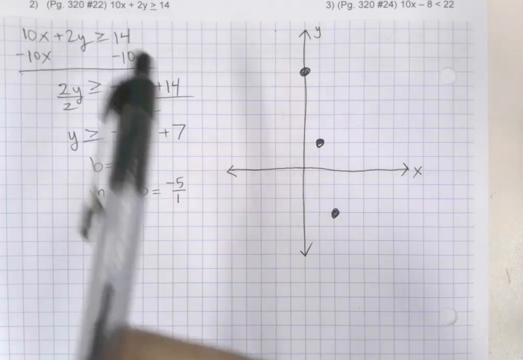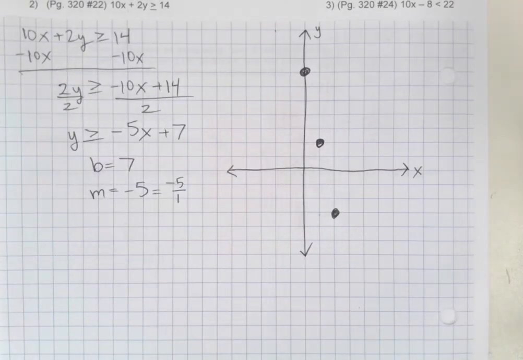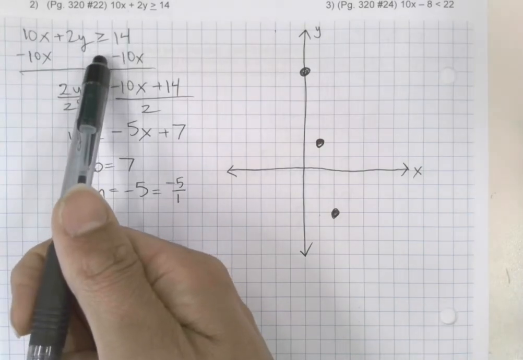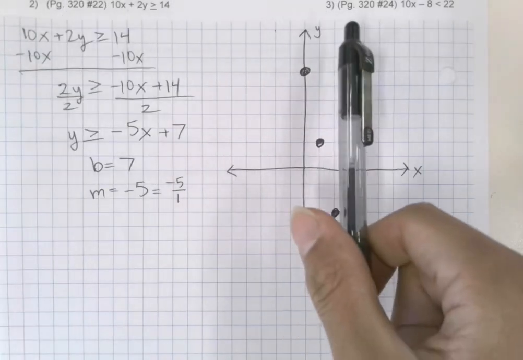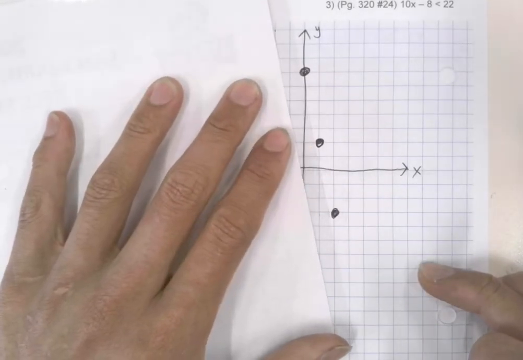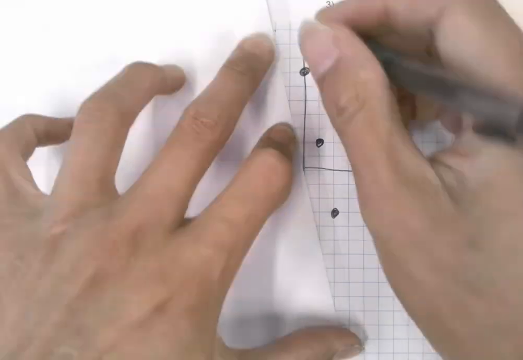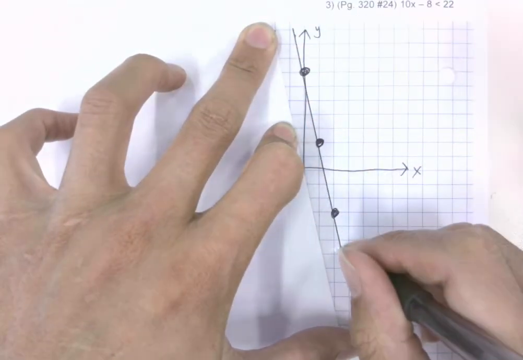Right. So are we going to draw a dotted line or a solid line? Since it's greater than or equal to, we are going to draw a solid line. All right. So we're coming over here, align our straight edge, and I am going to draw a solid line.